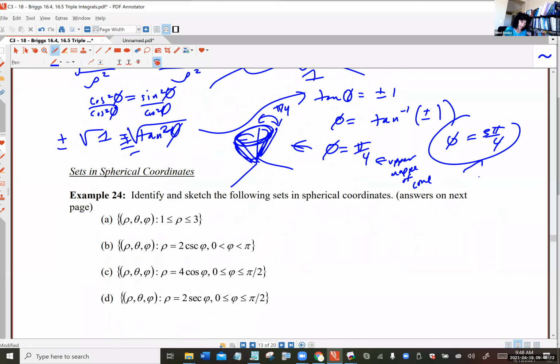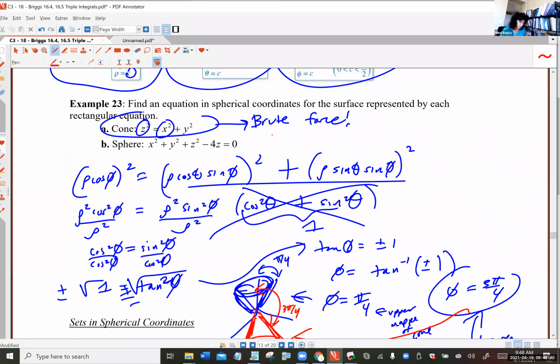And then this is the lower nappe of a cone. What do I mean by lower nappe? It's a downward facing cone like this. That's what that guy looks like. And I hope you can see that all of the points that lie on the surface of this downward facing cone are 3 pi fourths angle away from the positive z-axis. Okay?